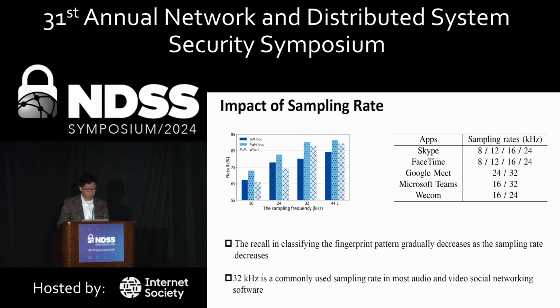It is also worth noting that the classifying accuracy of the sound at 44.1 kilohertz sample rate does not exhibit a significant distinction compared to 32 kilohertz. The 32 kilohertz is commonly the rate used in most radio and audio social network software.